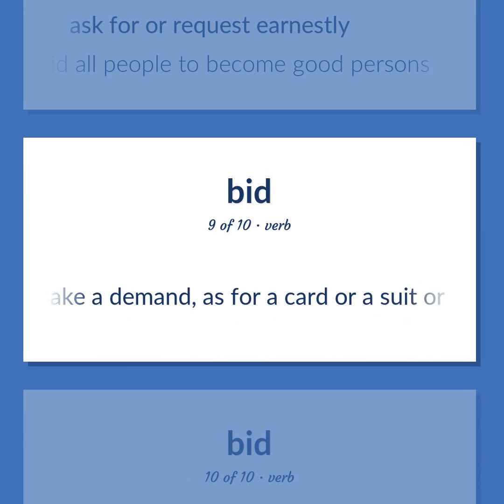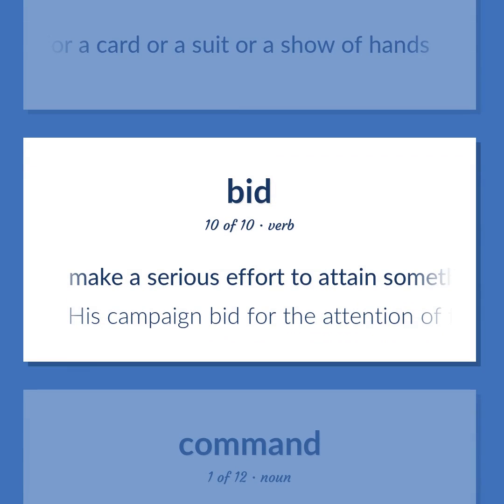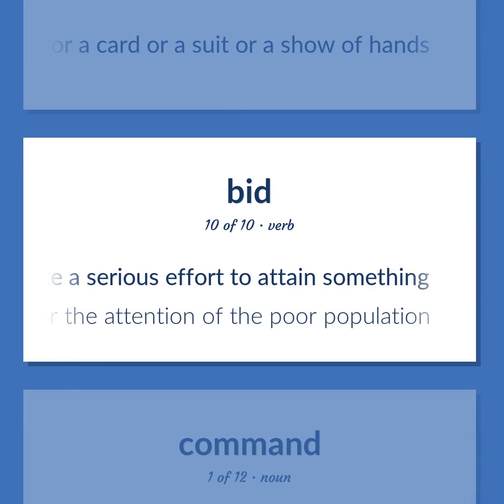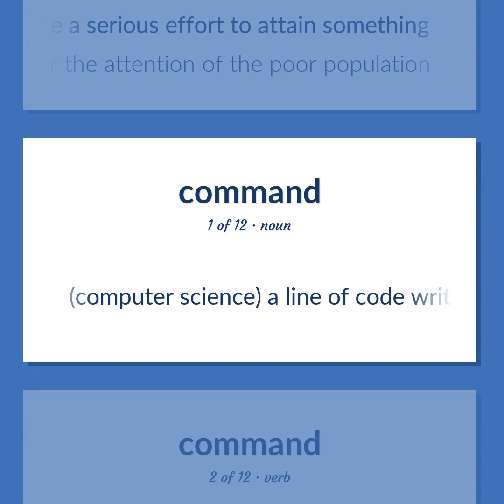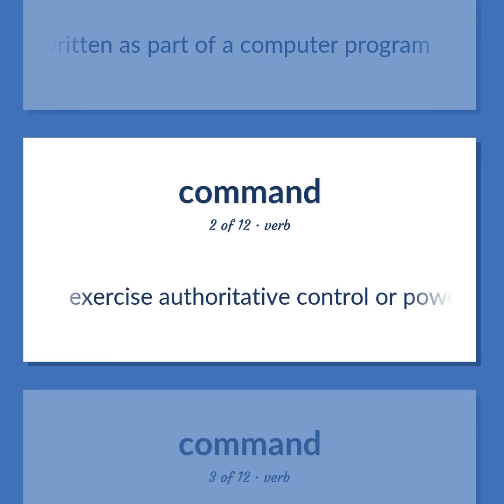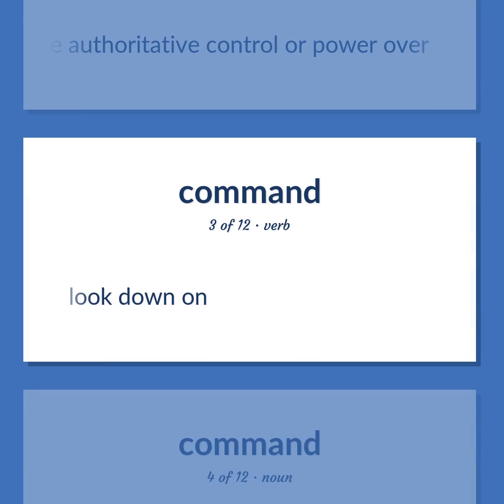Make a demand, as for a card or a suit or a show of hands. Make a serious effort to attain something. His campaign bid for the attention of the poor population. Computer science, a line of code written as part of a computer program. Exercise authoritative control or power over. Look down on.